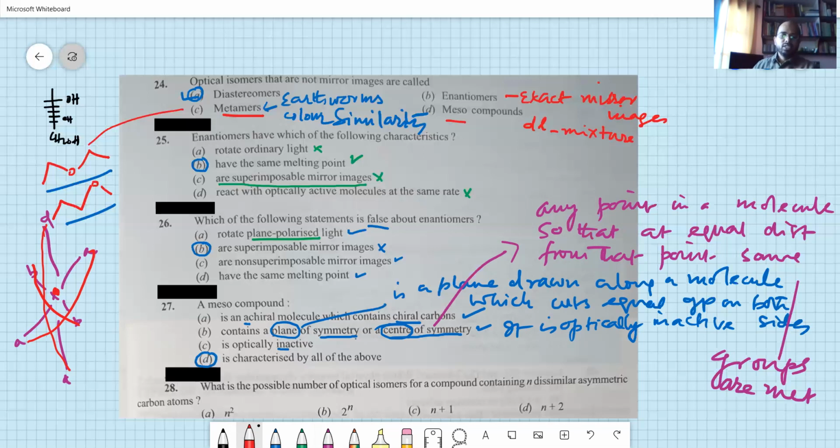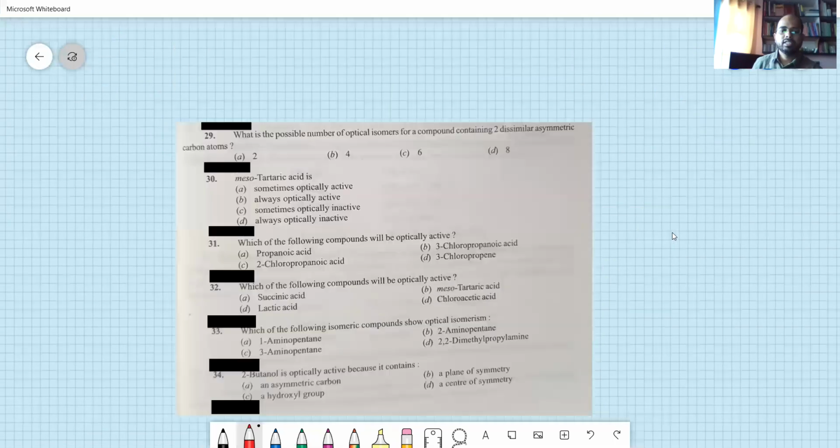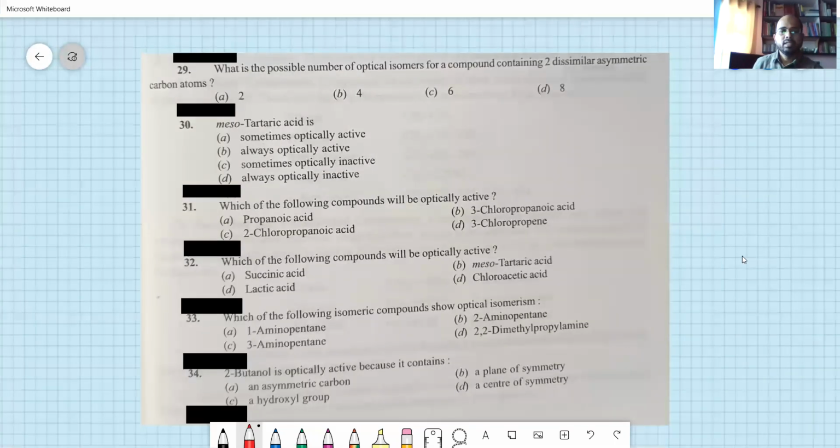Okay. Now question number 28 is connected with the most fundamental aspect which we have seen in the beginning. What is the possible number of optical isomers for a compound containing n dissimilar atoms? So the general answer is 2 power n. It's the right answer. Okay. So let us come to the next part of the discussion.